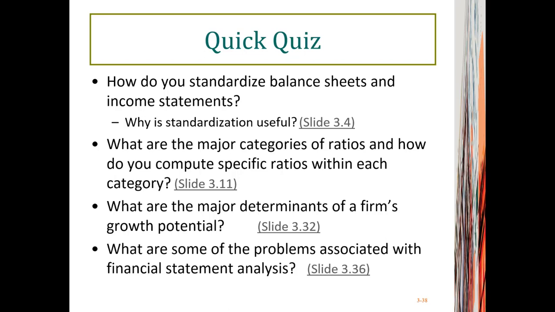And the third one is, what are the major determinants of a firm's growth potential? And here you need to take a look at how internal growth and sustainable growth can be generated. Can it be generated based on retained earnings and so on and so forth? And the last one, what are some of the problems with financial statement analysis?